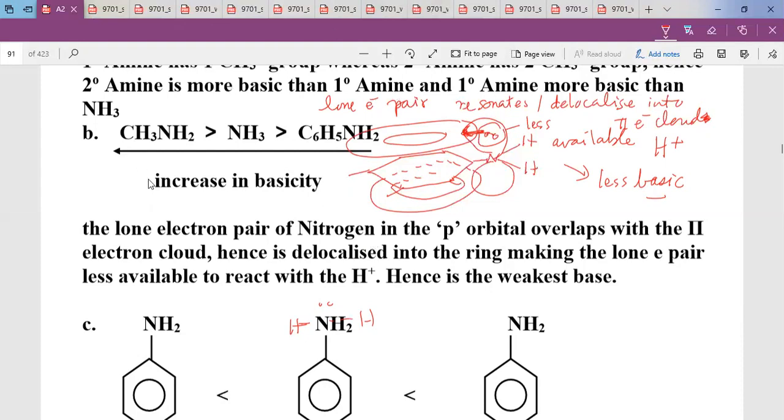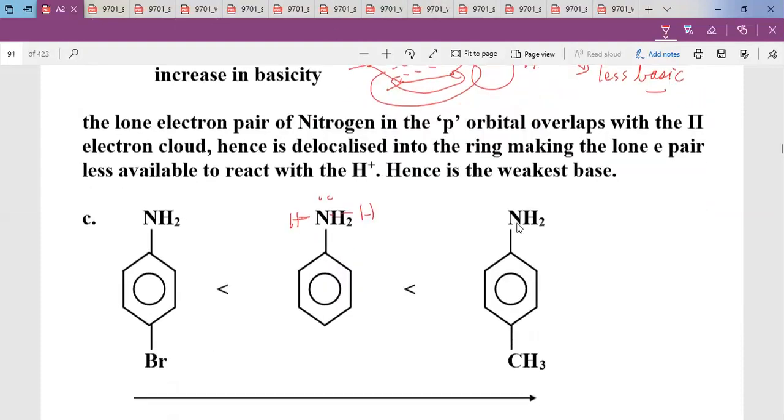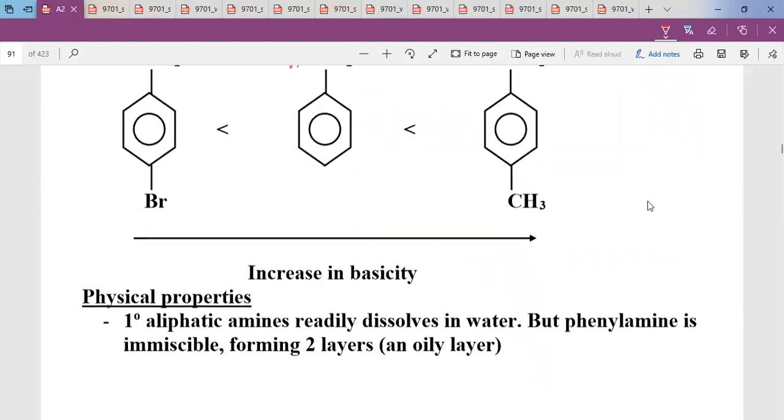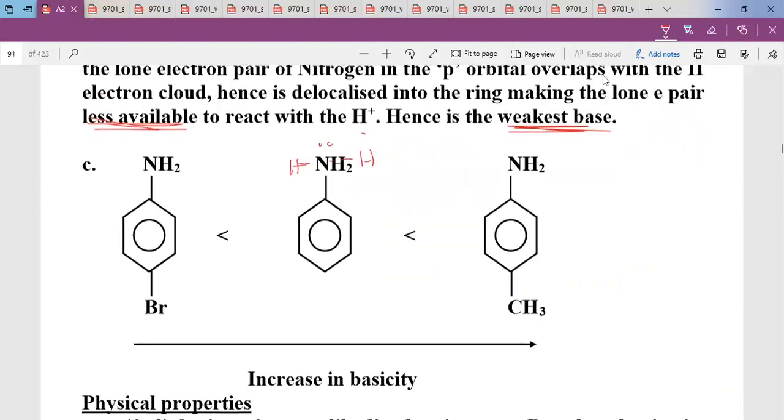You can see all here, lone electron pair, and so on. You can read it yourself. Making it less available. The key word is, of course, less available to the H plus, to protonate, making it the weakest base of all. Now, let's say you compare all the three here. Of course, if you have a group here that is substituted, bromine, that means this fellow here will be the proton acceptor now. So, bromine, because it's electron withdrawing.